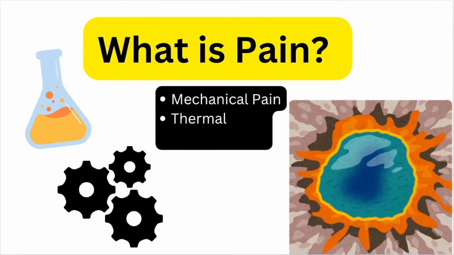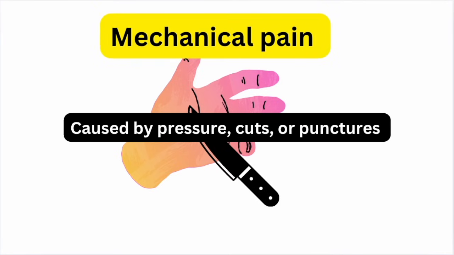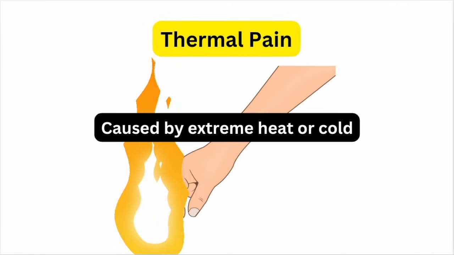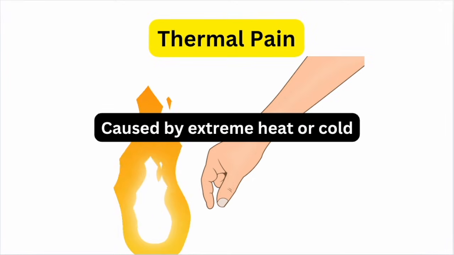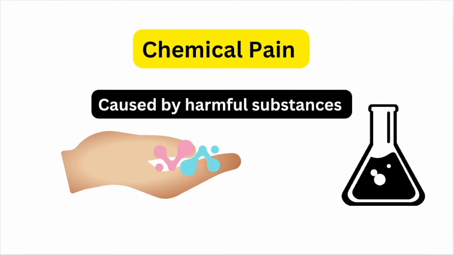What is pain? There's mechanical, thermal, and chemical pain. Mechanical pain is caused by pressure, cuts, or punctures. Thermal pain is caused by extreme heat or cold. Chemical pain is caused by harmful substances.